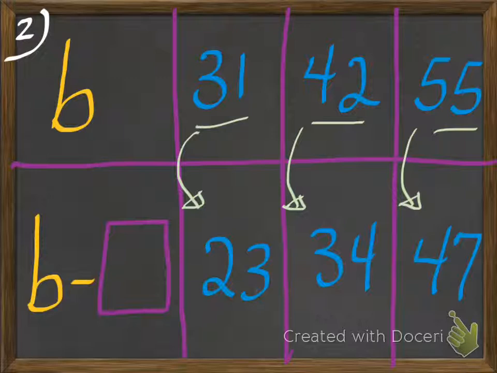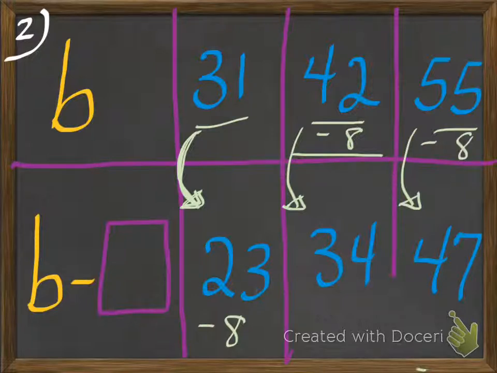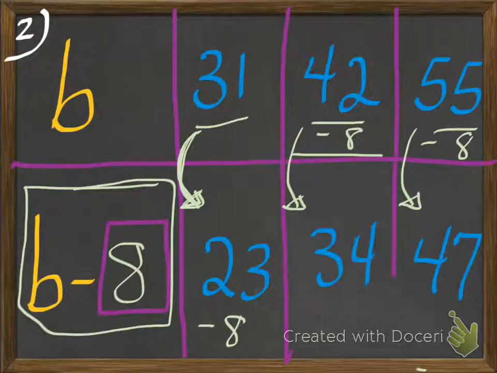Okay, we know that we're subtracting. I can tell because the numbers are getting smaller from B, whatever the number is that's B, down to the number below. So we have to figure out, if we're using subtraction, how much are we subtracting? Okay, so it looks like I'm subtracting 8. So I want to check that and make sure that that's what's happening to all my problems. 42 minus 8, is that what's happening here? Yep, 42 minus 8 is 34. 55 minus 8 gives me 47. So I know that my algebraic expression is B minus 8.